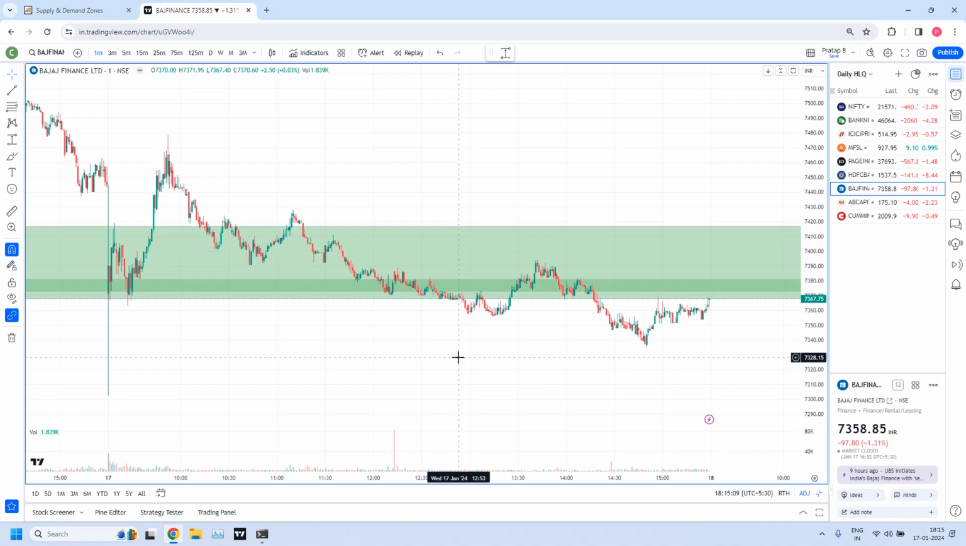And Bajaj Finance has given a 1,056 rupees loss, which is a 0.64% negative ROA as per one future slot.